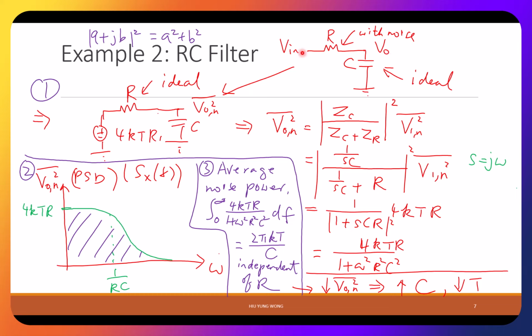We'll talk about that later. But let's try to model the noise. Here I only care about the noise. The noise, where does it come from? It only comes from the resistor.